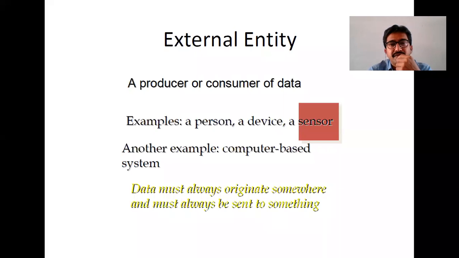Another example: if you give the input as 10, 11 for addition, it has to give the output not as 10 plus 11, it has to give the output as 21. That is the way we can represent this external entity. There is a meaning here: data must always originate somewhere and must always be sent to something.